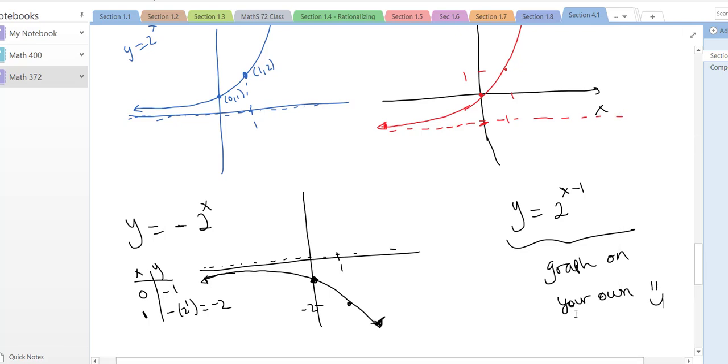In the next video, I'm going to cover the applications of exponentials. We're going to do some compound interest.